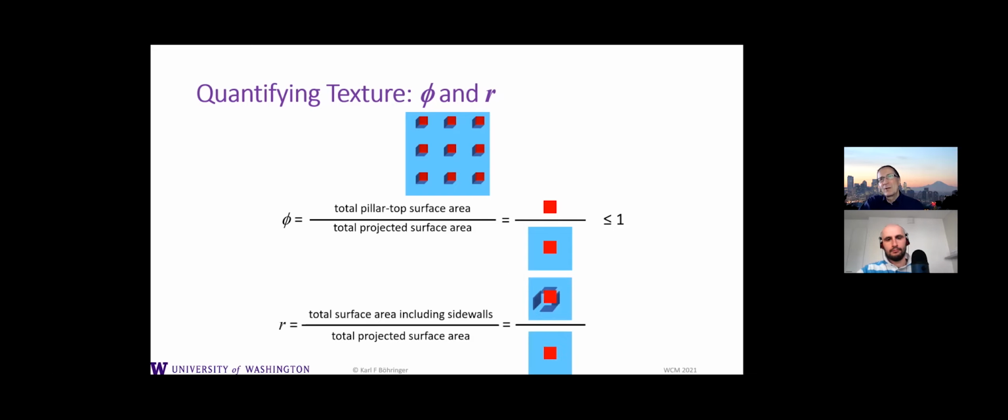You can also ask about the sidewalls or the height of these pillars. There is another parameter r. It turns out that we don't need that number later on. So for now, let's just remember the number phi.